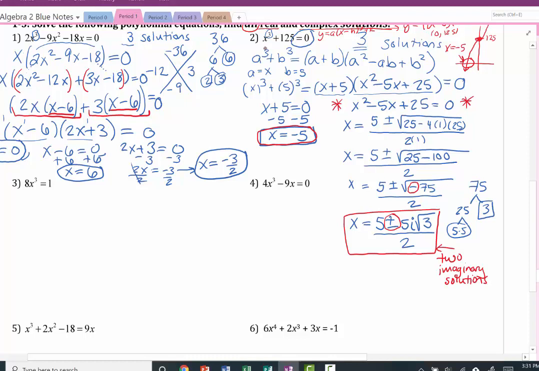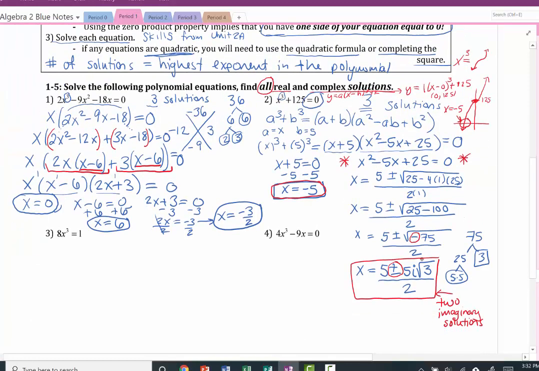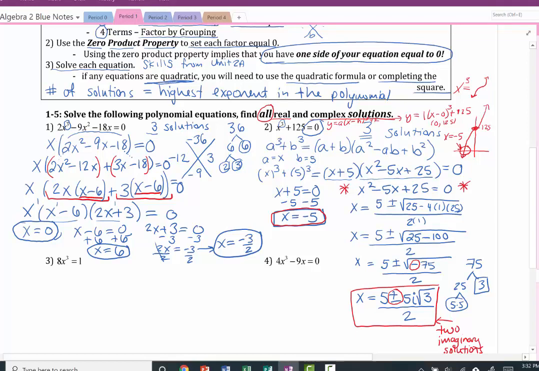So for number 2, the three solutions we ended up having were negative 5 for the first one, 5 plus 5i rad 3 over 2 for the second one, and 5 minus 5i rad 3 over 2 for the third one. Now, because these two solutions have i in them, that is why this graph will only ever have one x-intercept. Solutions that are imaginary do not appear on the graph as x-intercepts. Only real solutions do. So that is why this graph would only hit the x-axis once at negative 5. But it still has a total of 3 solutions to this equation.